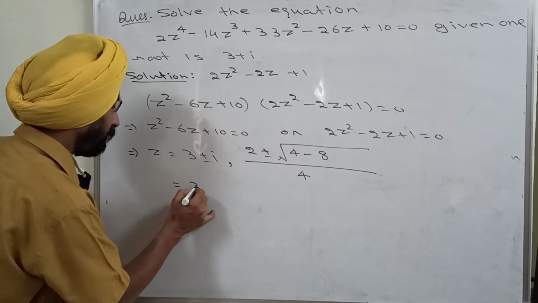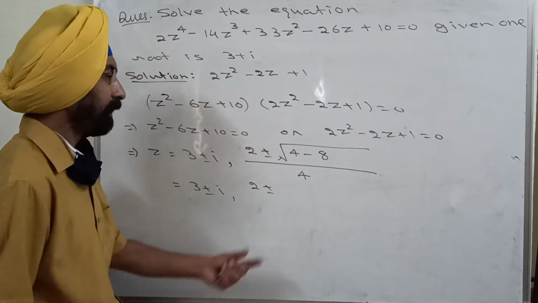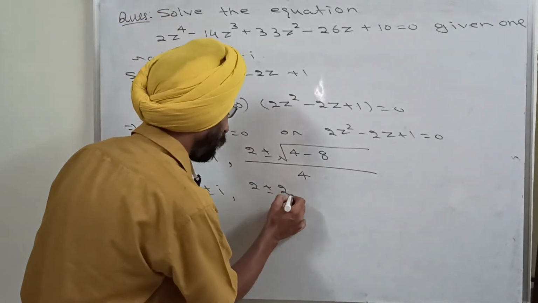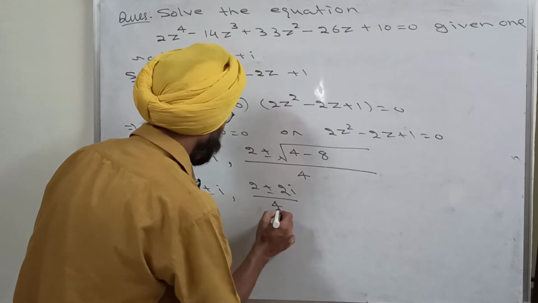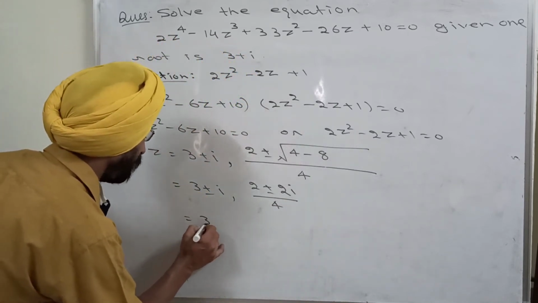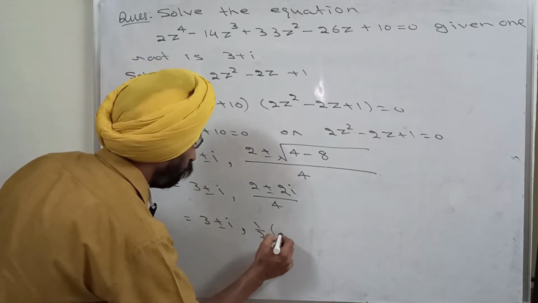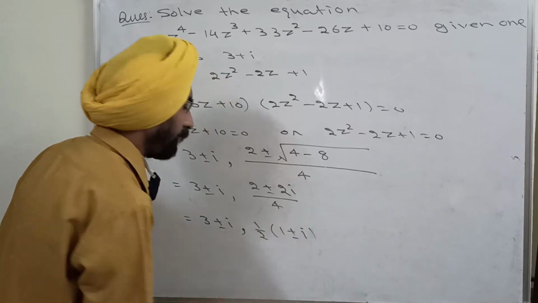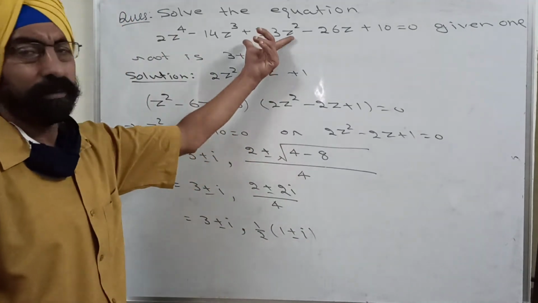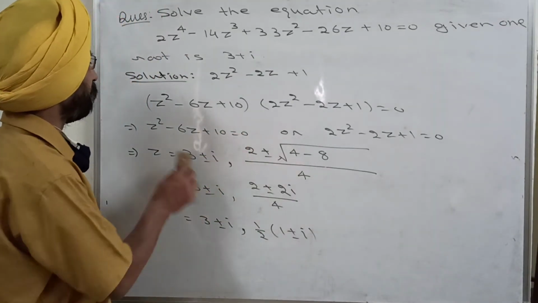So you get 3 plus minus iota and 2 plus minus, this is under root minus 4, and under root minus 4 is 2 iota, divided by 4. So what are the four roots now? These are 3 plus minus iota, and 1 by 2, 1 plus minus iota. So these are the 4 roots of the given polynomial equation which we were to obtain.